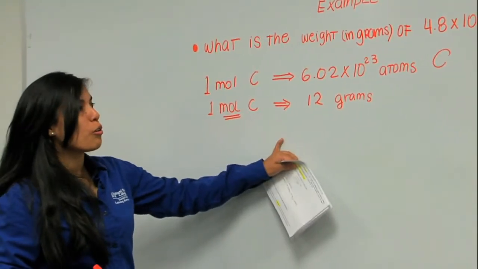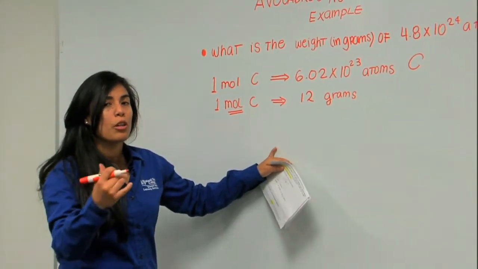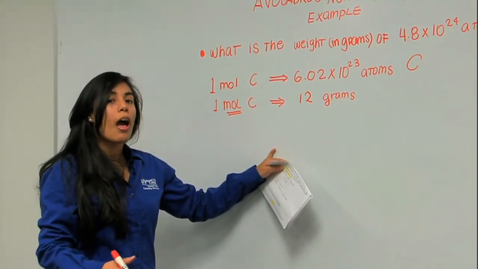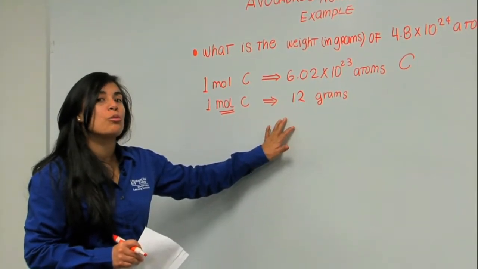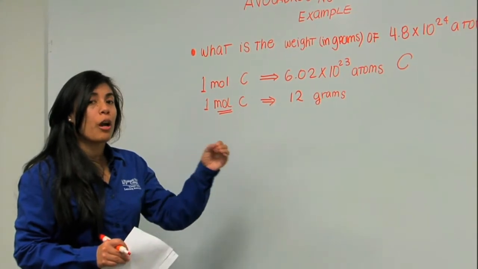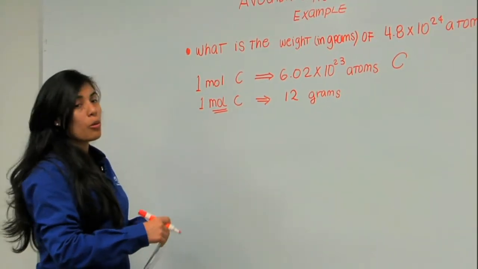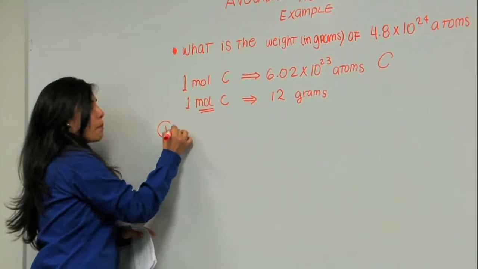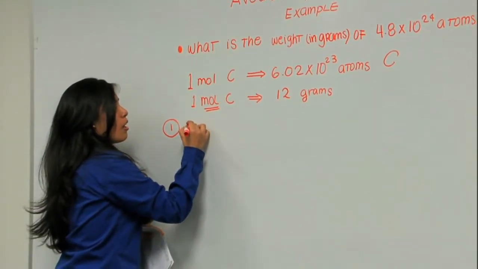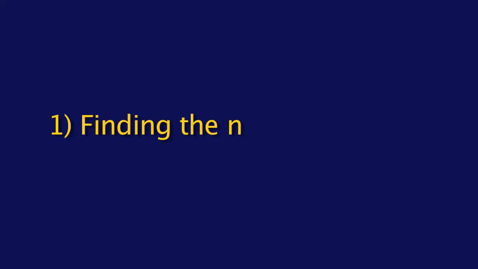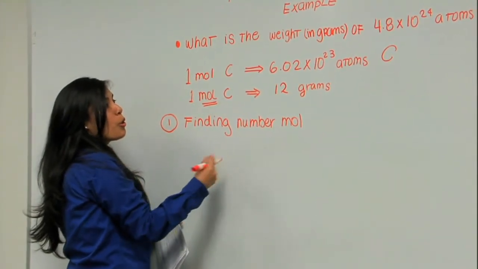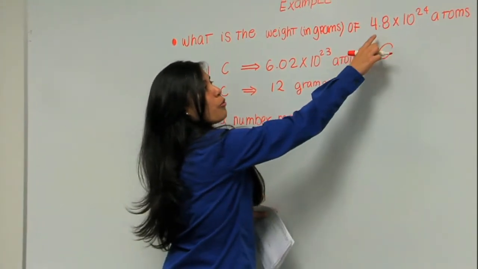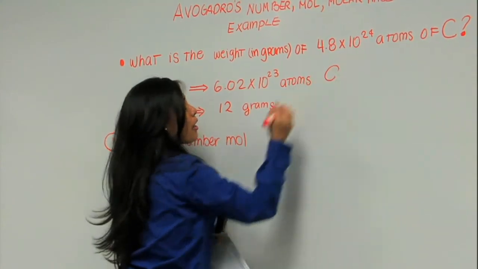Now, some professors are going to do another method in which they use many conversions and multiplications. I'm just going to show you another method that is easier to do and will help you figure out the answer in 2 different steps, okay? So the first step is going to be finding the number of moles that you already have in the problem. What do you need to do? Well, they're giving you 4.8 times 10 to the 24 atoms, right?